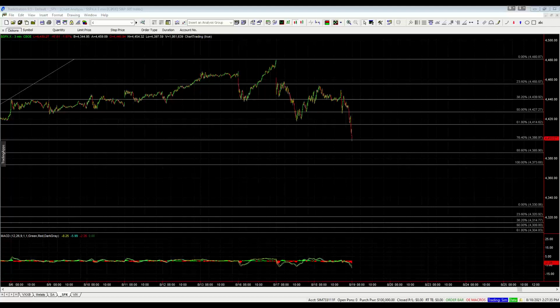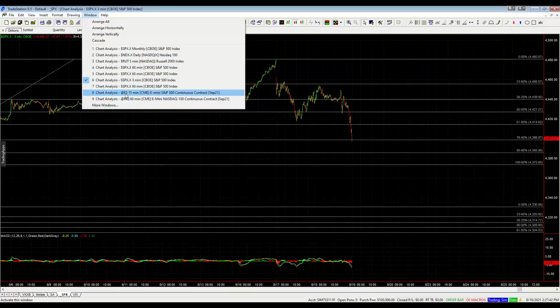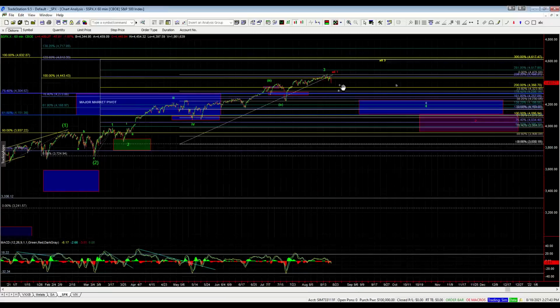Doesn't the theory of alternation apply, since this fourth and second wave was so clean? We did talk about that. Yes, so this fourth wave could be fairly sharp because this wave 2 was fairly shallow.